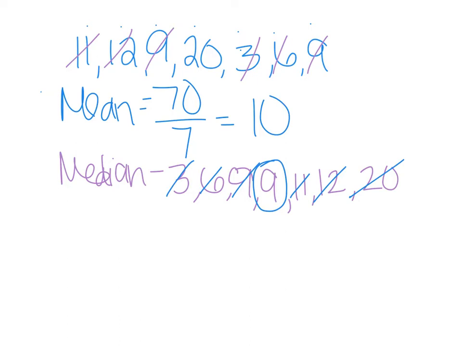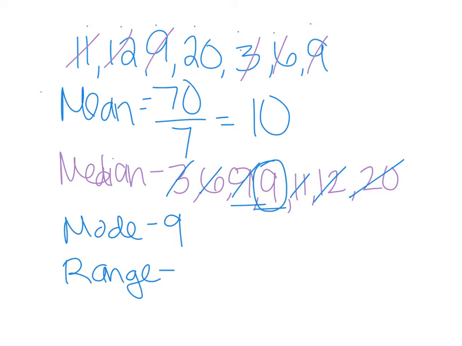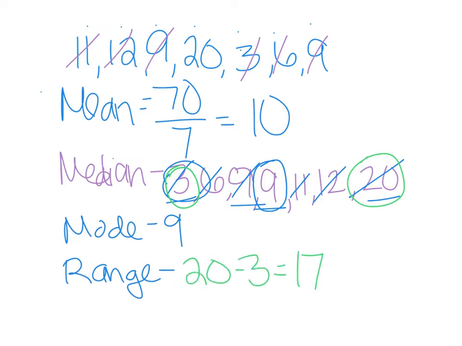That's the middle number. The mode is the number that occurs the most. So it's easier to see when you're here with all the numbers in order. I can see that there's 2 9s. So 9 is the mode. And then range is your highest minus your lowest. So again, you can see that here. I can circle that a little better. 3 and 20. So 20 minus 3 gives you 17.